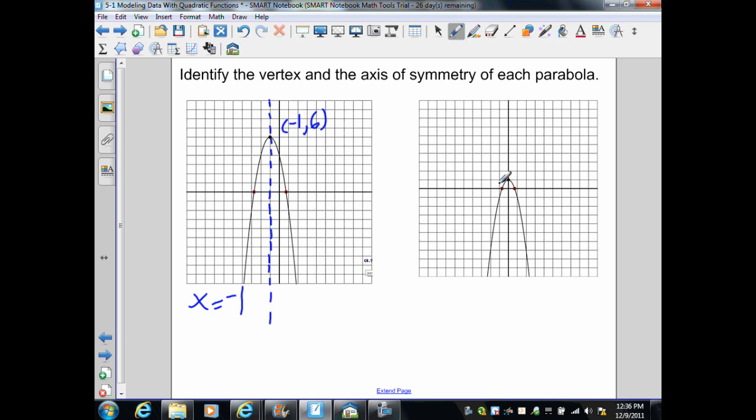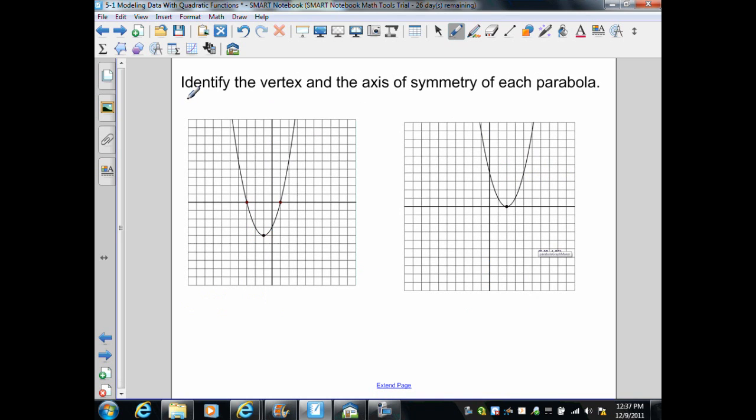On the next parabola, I have a vertex that is the maximum point, located at 0, 1. And the axis of symmetry also intersects that vertex with a vertical line, and that vertical line runs through the x value of the ordered pair. And recall again, the vertical line has only the x variable, which is x equals 0.